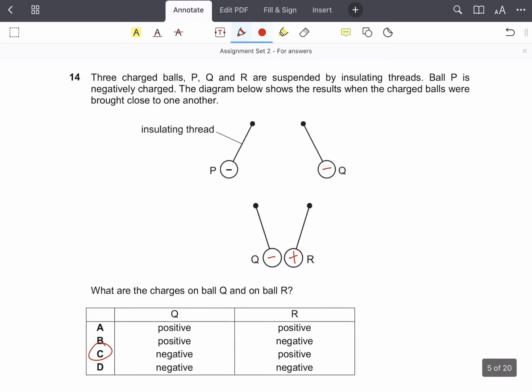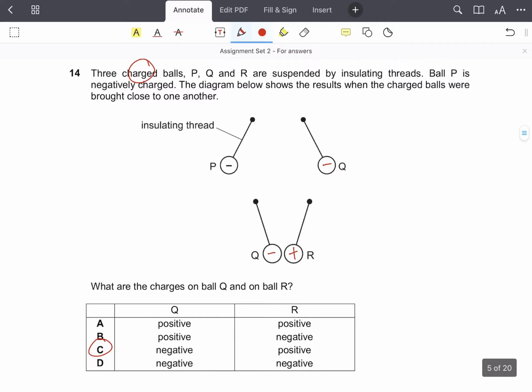Okay, so now what happens if, let's say, they never tell you that R is charged? Because in this case, R is charged. So what if R is uncharged? Can R still be attracted to Q? Can. So Q can attract either positive or uncharged.